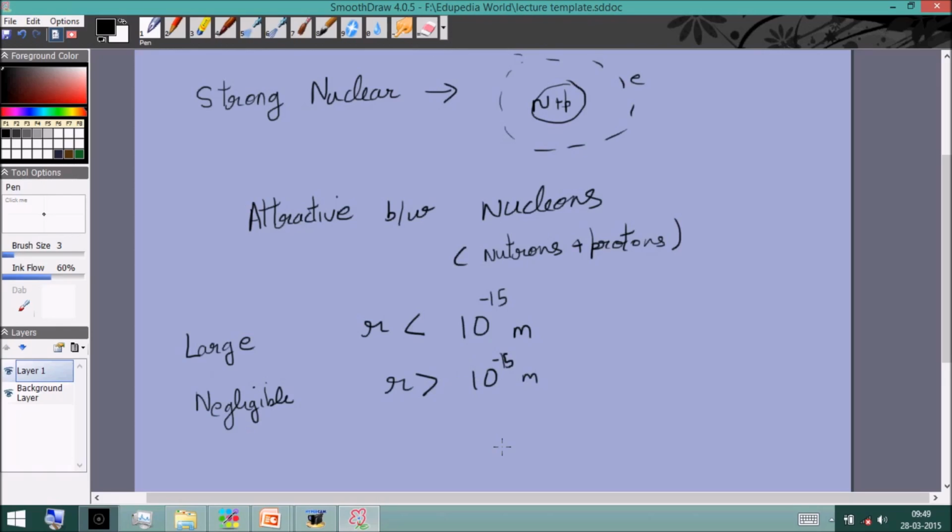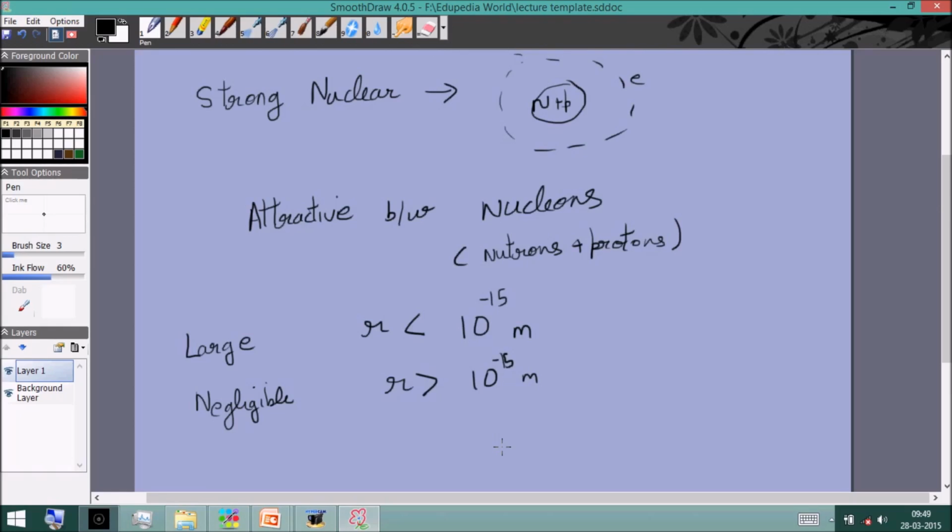Of course, if you were to expand a nucleus slightly, then the strong nuclear force between them would start decreasing, and there would be a point when the electromagnetic repulsion between protons would dominate. It would become greater than the strong nuclear force between protons and protons or protons and neutrons, and at that point the nucleus would burst apart. So this is a very specific property of strong nuclear forces.